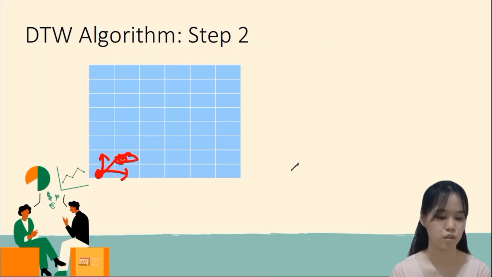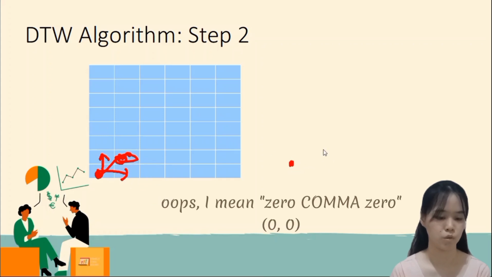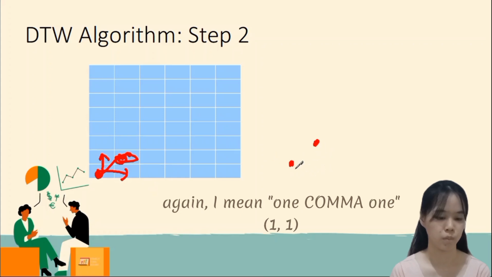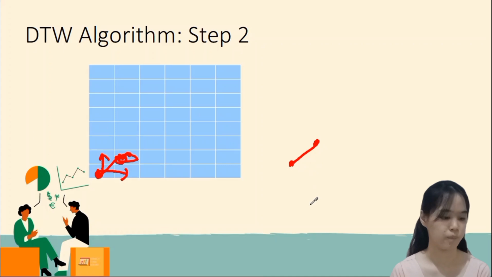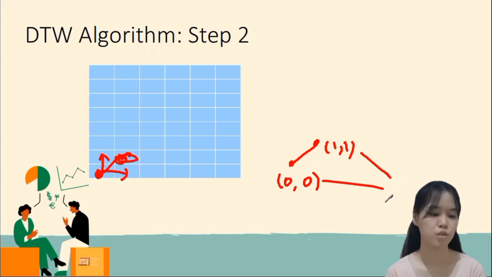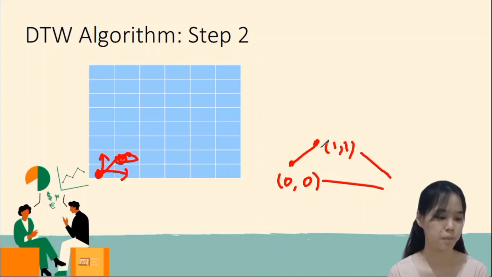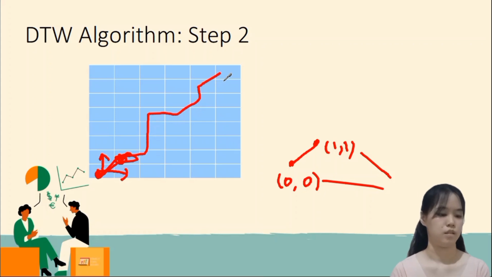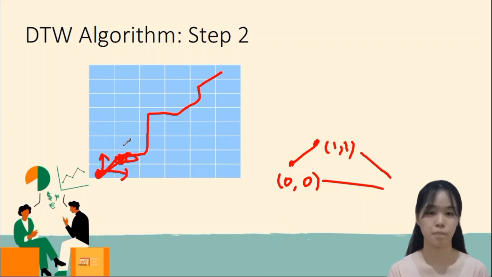So from 0,0, we go to 1,1. And then we make the path like this. Okay. And so even though these look like coordinates, it's also telling us about the index of the series that could be matched. And then if we keep going up, maybe the path looks like this. The algorithm could return the path too.